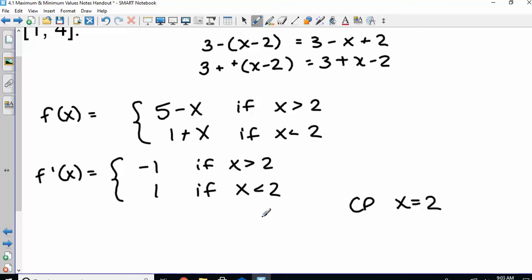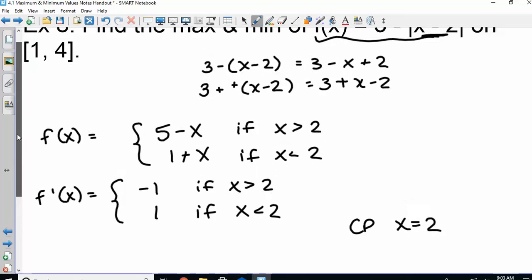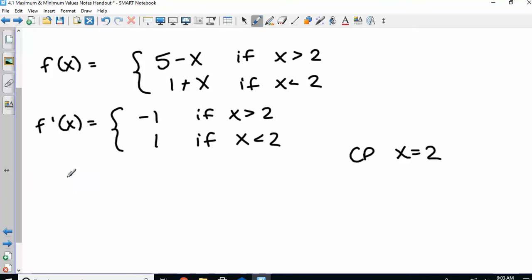Okay, now we have to find out anywhere this is 0 or undefined. We already know it's undefined at 2 because that's the V of my absolute value. Derivatives don't exist at sharp corners. Does -1 ever equal 0? Does 1 ever equal 0? So there are no other critical points. So I gave you an interval, 1 to 4, so we have to test 1, 2, and 4. We plug those into the original.